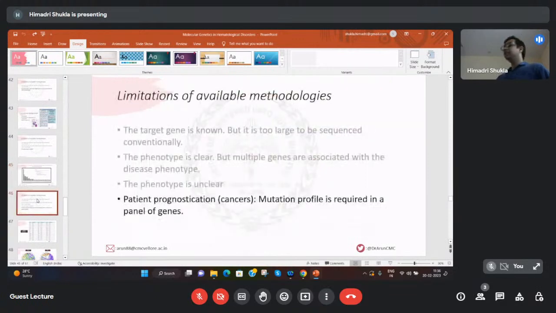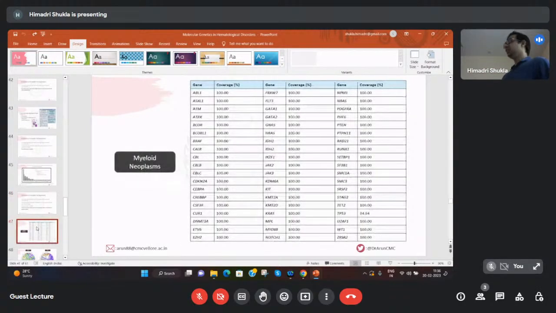Okay? And then, of course, all your solid tumors and all the hematological malignancies, where you need to look at a panel of genes for a clear-cut prognostication in the patient. And these are some of the genes we look at in a myeloid malignancy, MDS or AML, etc.